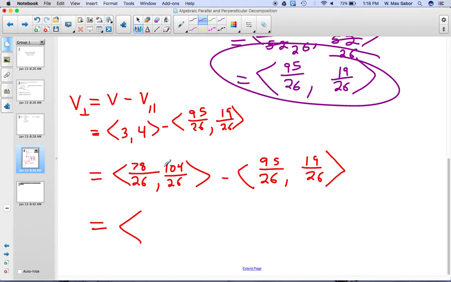So finally, 78 minus 95. 78 minus 95 is negative 17.